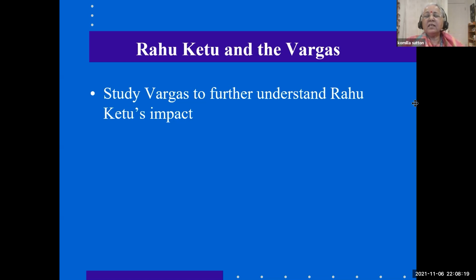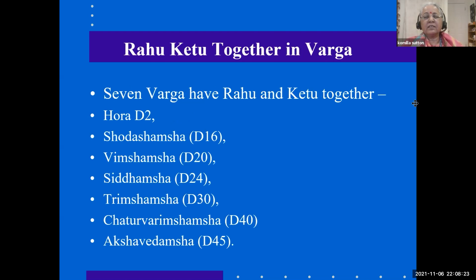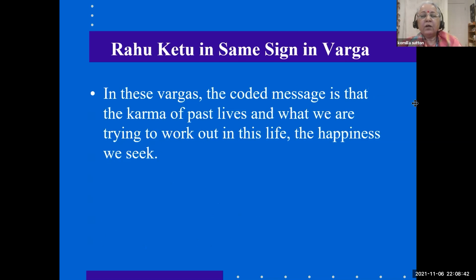Now, varga study is a whole study in itself. And 7 vargas have Rahu Ketu together: D2 Hora, Shodashamsha D16, Vimshamsha D20, Siddhamsha D24, Trimshamsha D30, Chaturvedamsha D40, and Akshavedamsha D45.